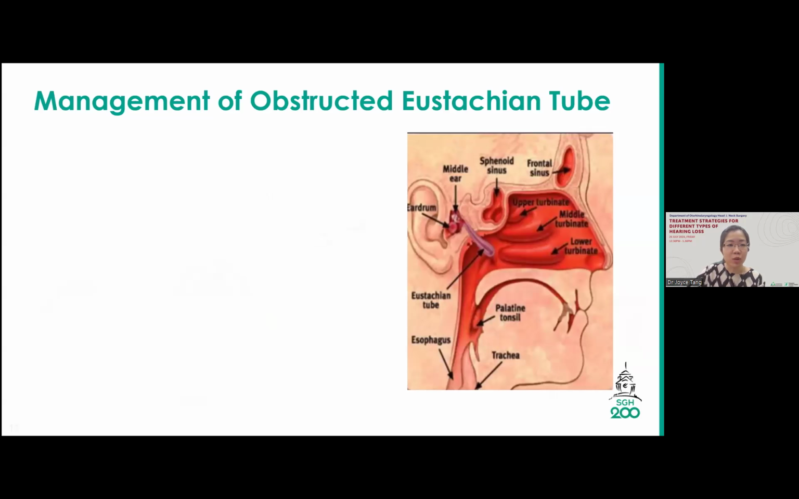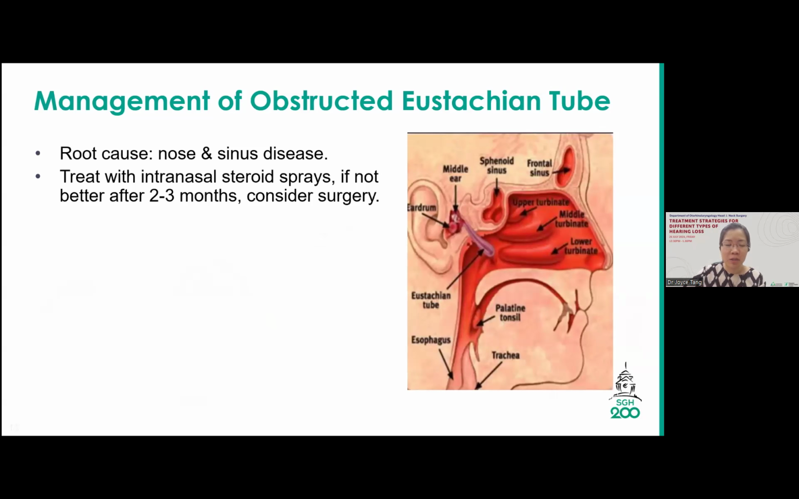The next group of management for the obstructed Eustachian tube. What I've just covered are management of complications arising from this blocked Eustachian tube, which happen in the ear. But what is the source of all these problems? It's usually in the nose and sinus problems. As I mentioned, we should treat with nasal steroid sprays. But if there are structural problems like a crooked nose, then you will need to do a straightening procedure called a septoplasty. Sometimes you might even need sinus surgery, especially if you have polyps in your nose.